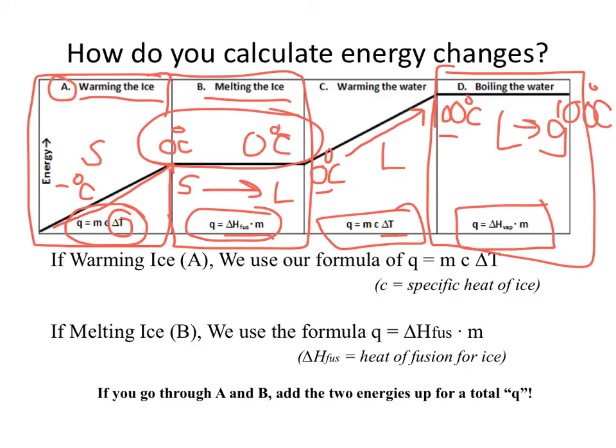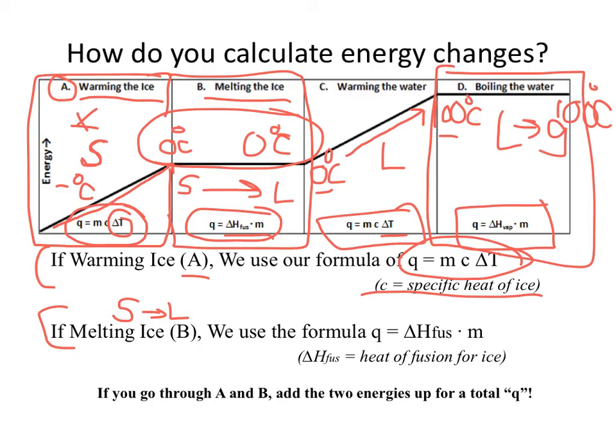All right? So if we break this down again, now that we went through that whole chart, if you're warming ice, which is section A, that's this section right here, we would use the formula Q equals MC delta T. And because it's solid ice, we would be using the specific heat of ice, which has its own value, and we can look that up. Now, if you're in part B where you start melting the ice, remember that's going from a solid to a liquid. That's a phase change.